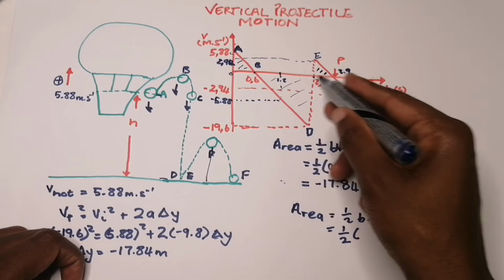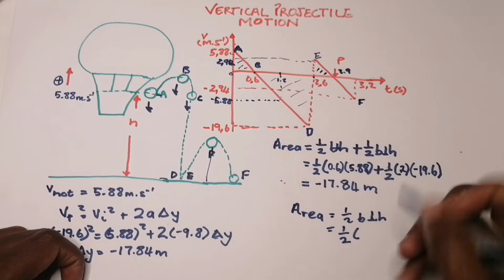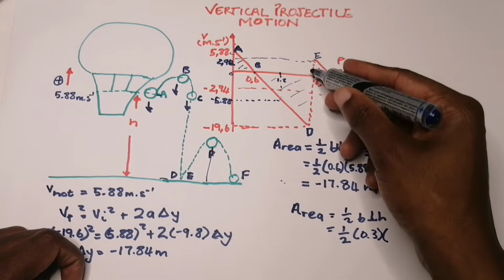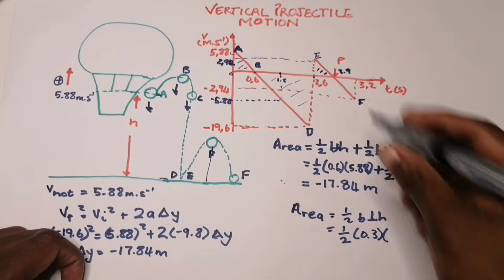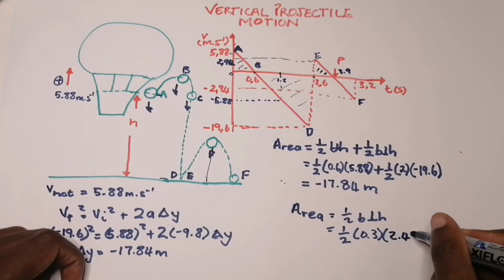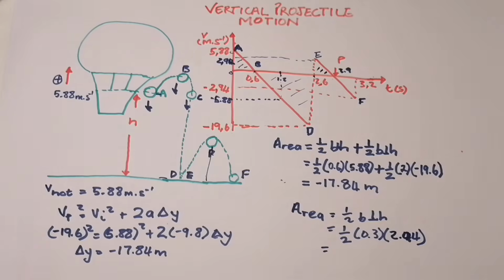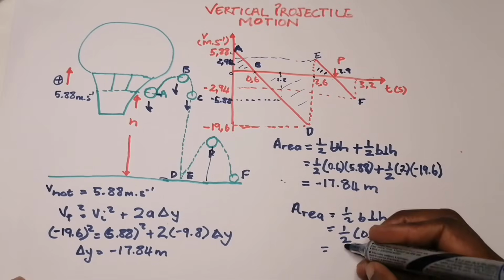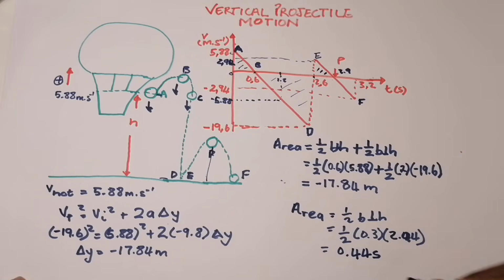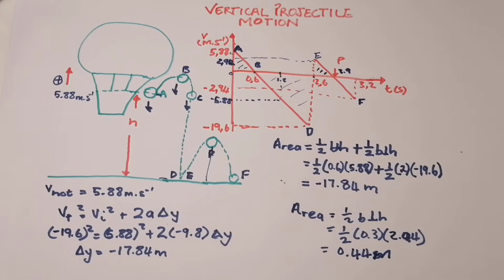Okay, so what would be the base here? Remember, it's between 2.6 and 2.9. So the base here would be 0.3 multiplied by the vertical, perpendicular height, which in this case is from 0 to 2.94, which is positive 2.94. And in this case, we get a height of 0.44 meters. All right, so that would be my height there.